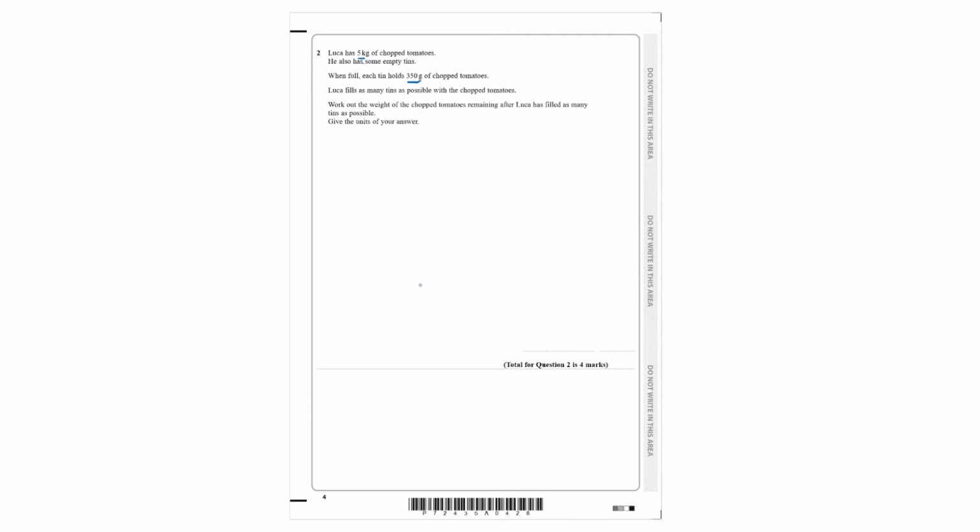So first off, we have 5 kilograms. We know that a kilogram is equal to 1,000 grams. So we can simply write this as 5 times 1,000, which is 5,000 grams. Now, in order to find out how much weight of chopped tomatoes is remaining, we first have to subtract 350 from 5,000 as much as possible.